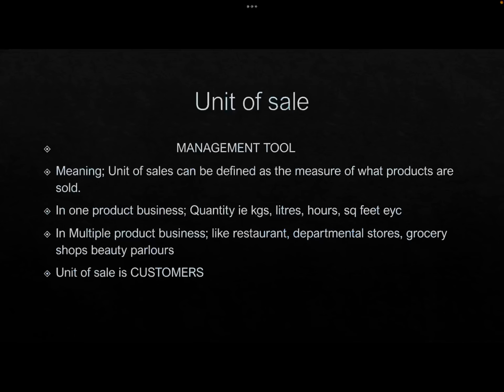So you need to identify in the question. If a question comes to you to identify what will be the unit of sale, then you need to see whether the business is a one product business or a multiple product business. If it is a one product business, then it's going to be kilogram or liters or hours or square feet or time. But if it's a multiple product business, then the unit of sale will be customer.